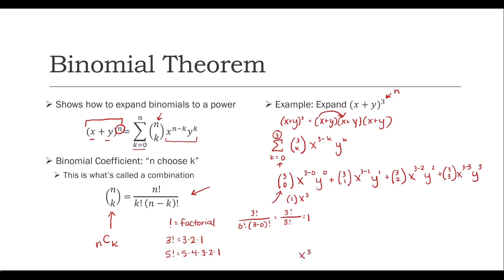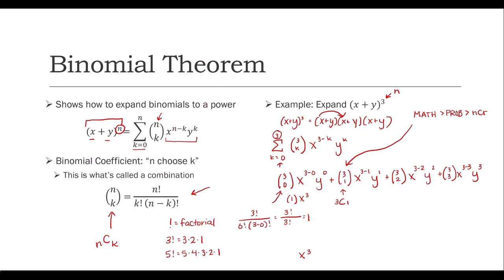X cubed. We can also figure out these combinations using the calculator. So the way you would do it with your calculator is you would select math and then go over to probability and then down to nCr. And then you would enter in the top number as n. So like for this one, it would be 3C1. And when you put that into your calculator, you'll get that equals 3.